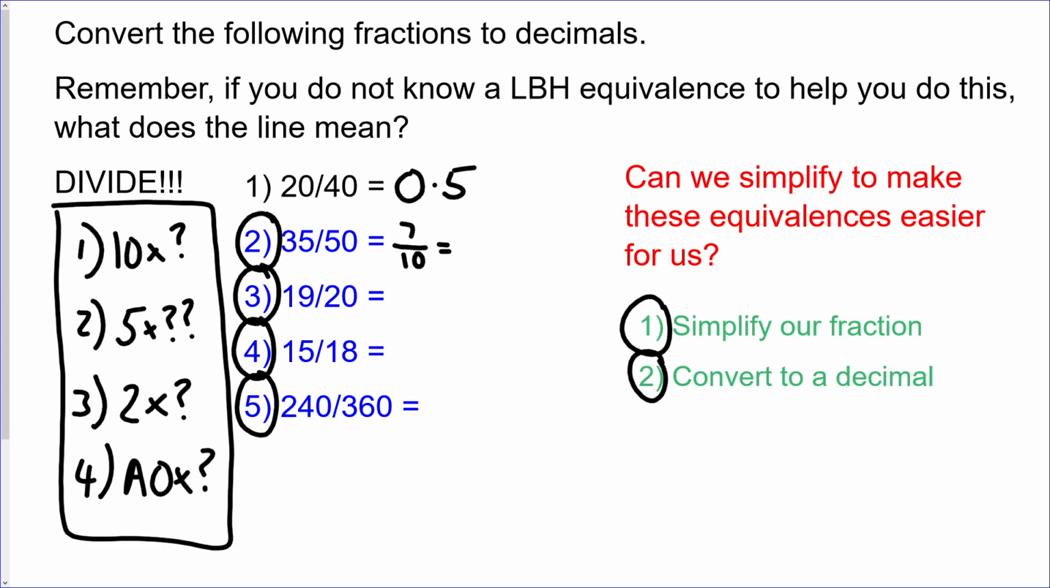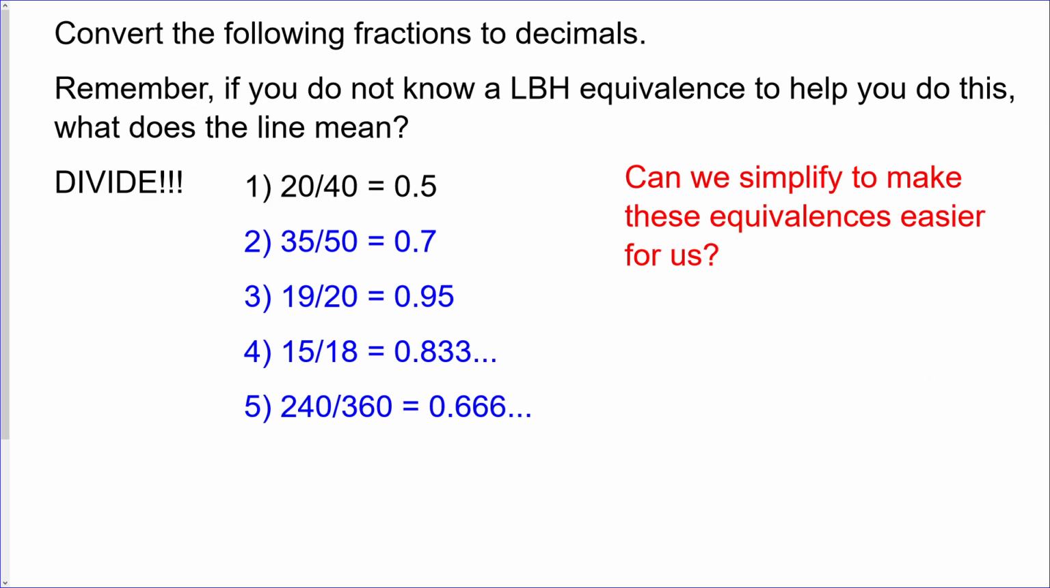Okay, so we should have finished those questions by now. So let's have a look at the answers that we get. So 35/50, as we said before, simplified to 7/10. So we should have done 7 divided by 10, which gives us 0.7. Or we remember that 1/10 is equal to 0.1. And to get from 1/10 to 7/10, we times by 7. So we have to times 0.1 by 7 to get to 0.7.